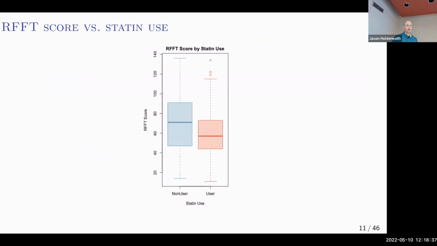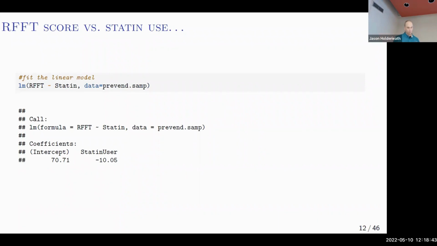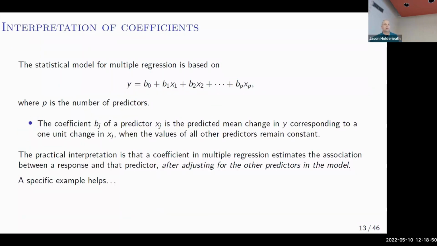But again, we have not dealt with the age problem. They are getting older as more of them use statins. So we might not have a complete picture here, is what I'm trying to say. With a statistical model where we have multiple predictors, the coefficient of a predictor xj is the predicted mean change in y corresponding to a 1-unit change in xj when all of the other predictors remain constant.